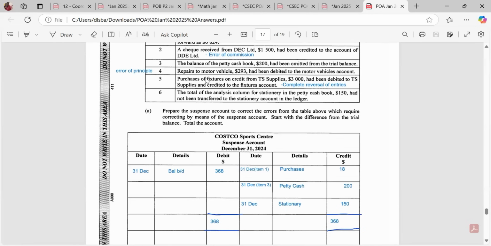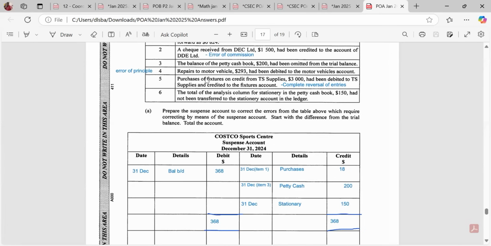The next one, purchase of fixtures on credit from TS Supplies had been debited to TS Supplies and credited in the fixtures account. What was supposed to happen when you buy a fixed asset, and a fixed asset increases? You're supposed to do what to the account? When your assets increase, you do what? Debit. So you're supposed to debit the fixed assets and credit TS Supplies, but they did it the other way around. We call that the complete reversal of entries. You remember that error? When you debit where you're supposed to credit and vice versa. And that is one of the errors that does not affect the trial balance. So we're skipping that out for now as well.